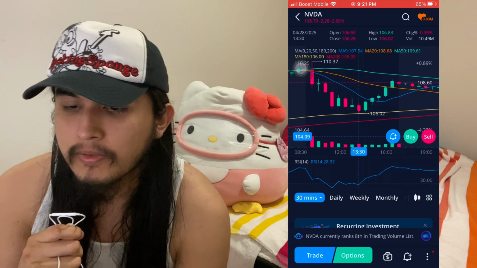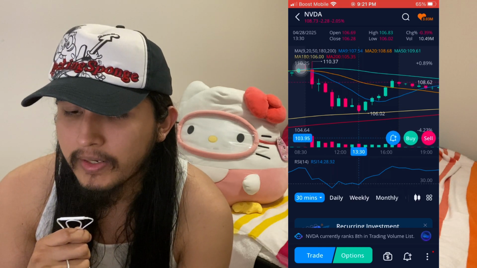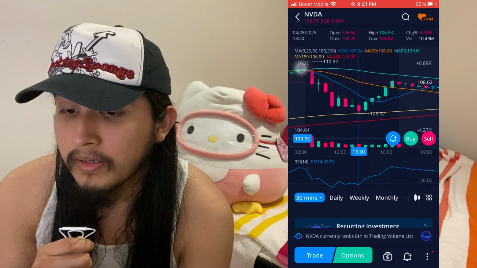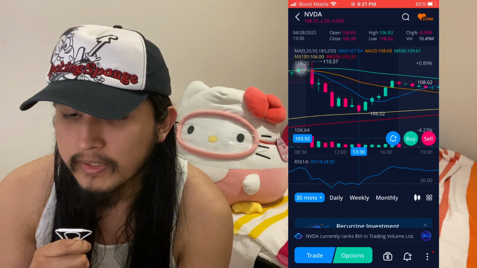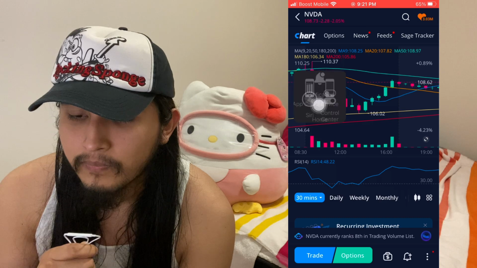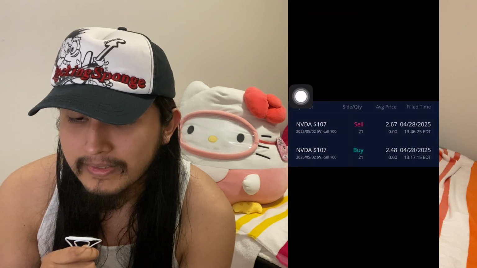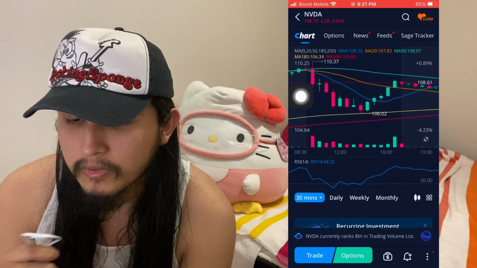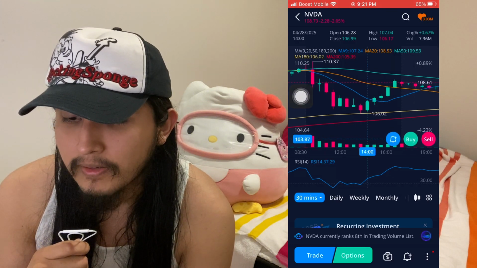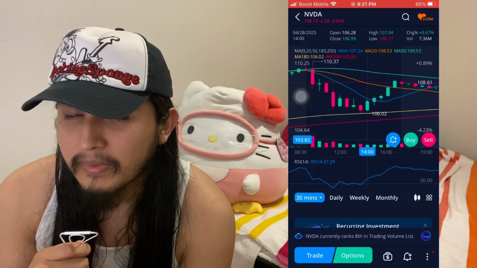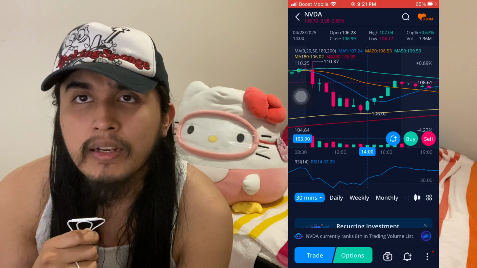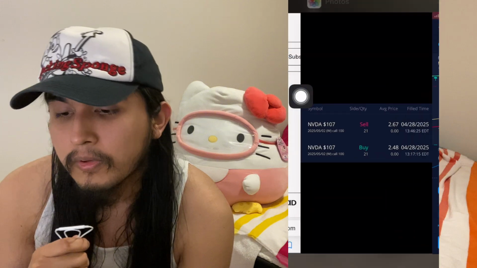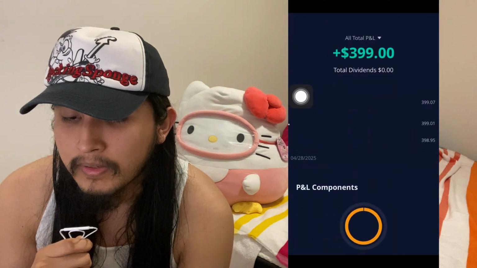So basically, as soon as this candle landed on the 180-day moving average, I waited for NVIDIA to use the 180-day moving average as support and bounce off of it, and around 1346, I sold out the position, which is this next candle. As soon as I saw that my position was up 5 or 6%, I sold out the position, and that's how I made a gain of $399 trading NVIDIA call options.